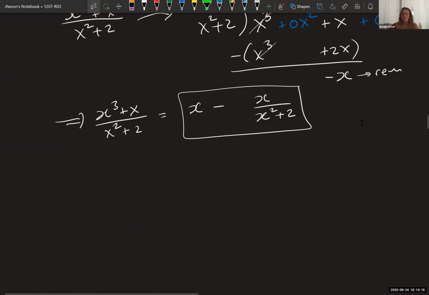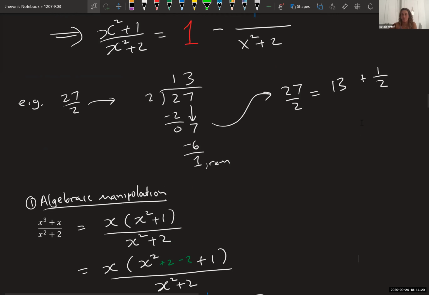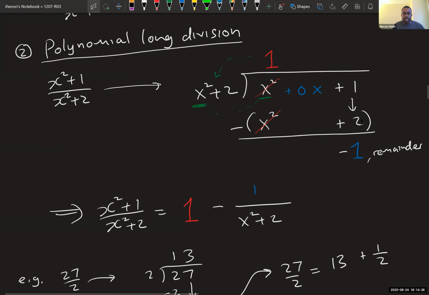Professor? Yes. This is just a double check, but after this step, when you integrate it, the x over x squared, oh no, sorry, the 1 over x squared plus 2 would be ln absolute value x squared plus 2, right? No. Oh, okay. How would you do the 1 over x squared plus 2?